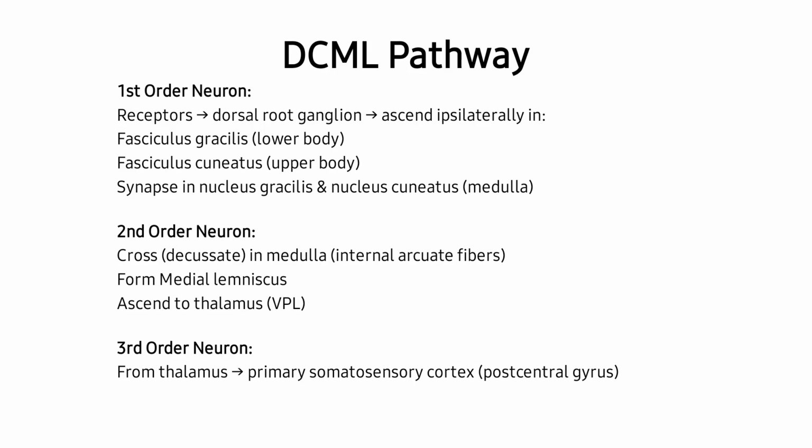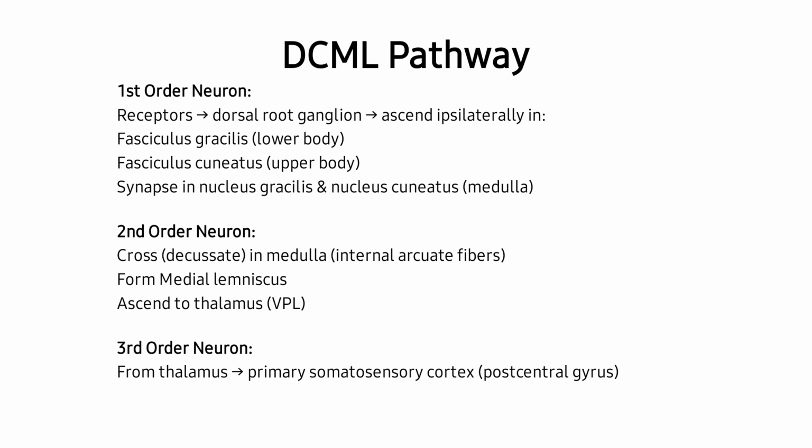Okay, so in knowing the pathway, you have to master three things. There are three order neurons that are involved. There is the first order neuron, the second order neuron, and the third order neuron. So taking note of the two components that the DCML has.